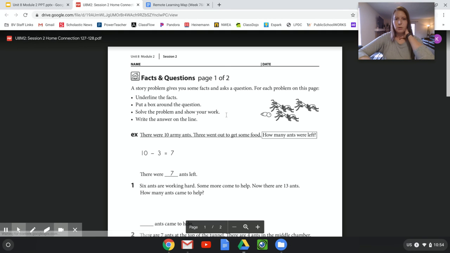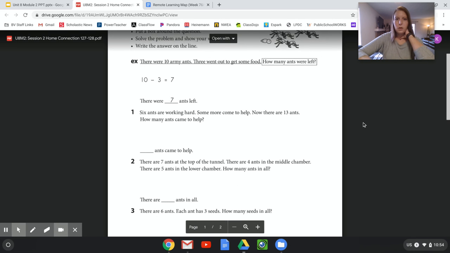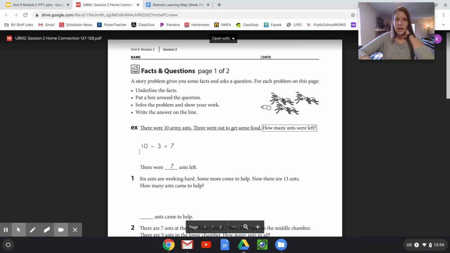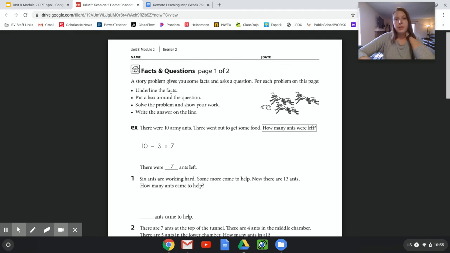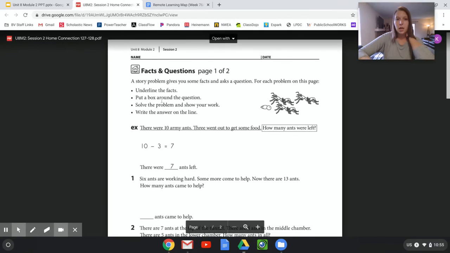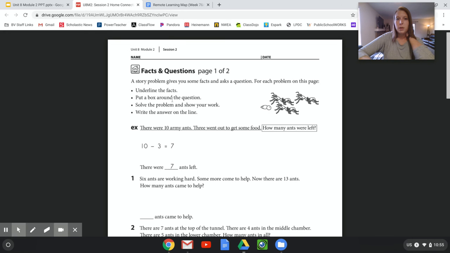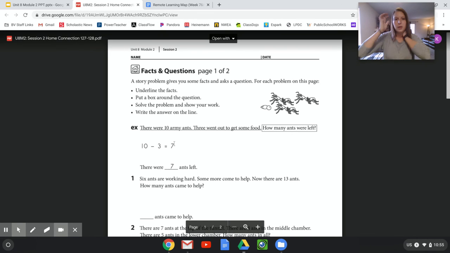So again, if you don't have a printer, you can just write these on a piece of paper. Okay, so they have an example at the top. It says a story problem gives you some facts and asks a question. For each problem on this page, underline the facts, put a box around the question, solve the problem and show your work, write the answer on the line.